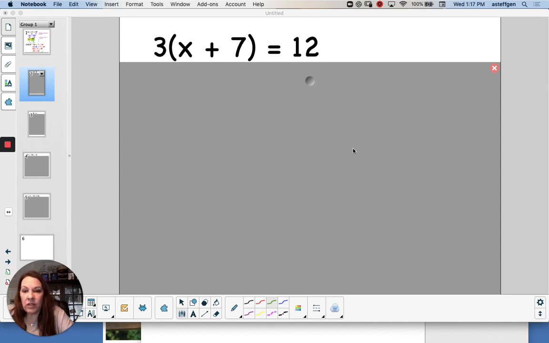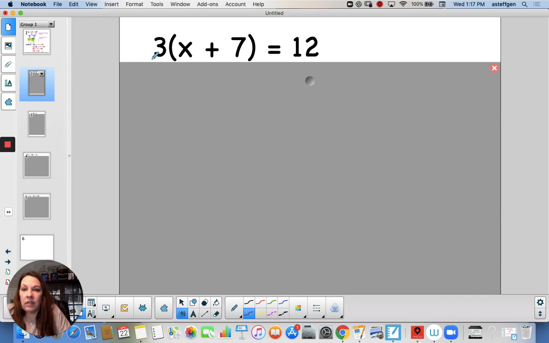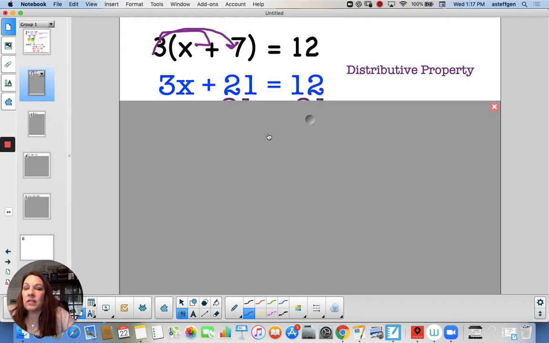I'm going to distribute my 3 to my x and also to my 7 using my distributive property. So this problem now becomes 3x plus 21 equals 12.